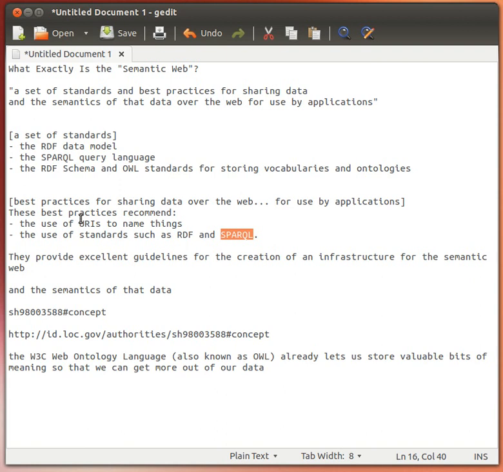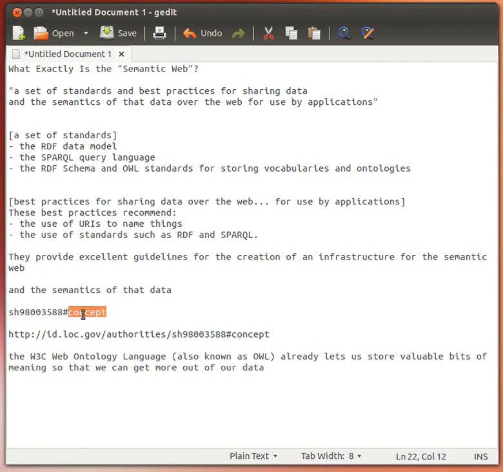Now, these practices actually provide excellent guidelines for creation and infrastructure for the semantic web. Now, the semantics of data, when we mention that it is about the semantics of data, so semantics usually is about meanings. Imagine you see something like this. You see this SH, that number, and then the hash concept.